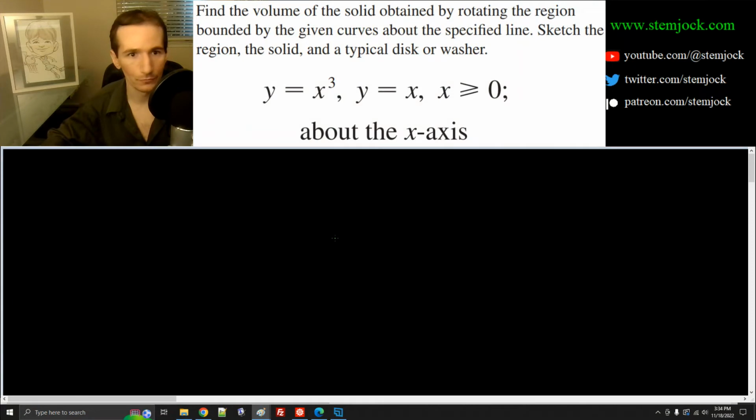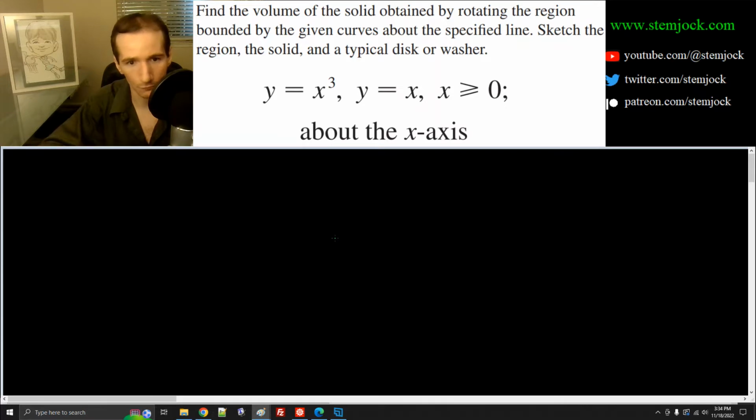Hi everyone, in this video I'm going to show you how to calculate a volume of revolution by using disks. So this is problem number 1, let's jump right into it. Find the volume of the solid obtained by rotating the region bounded by the given curves about the specified line.